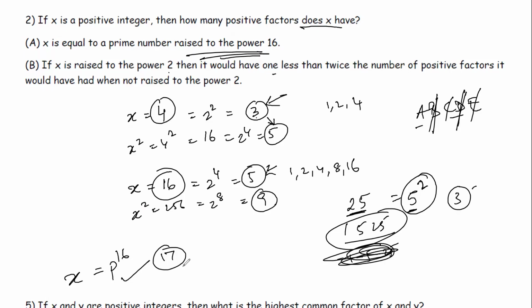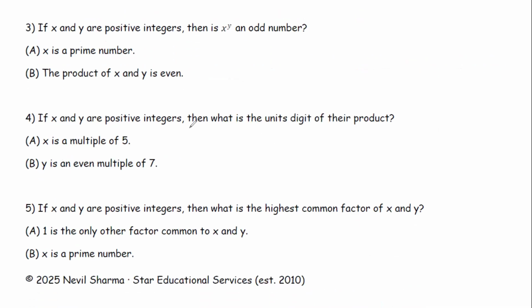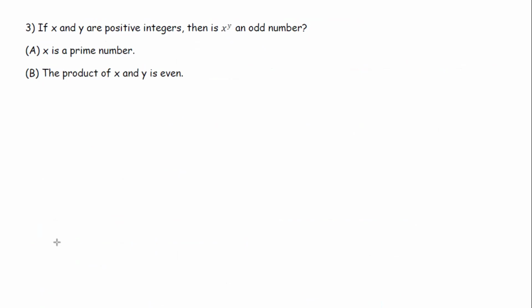Anyway, let's move on to the third question. If x and y are positive integers, then is x to the y an odd number? Is x to the y odd? First statement, x is a prime number.